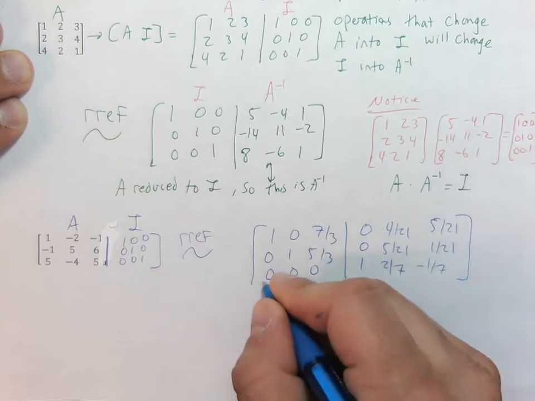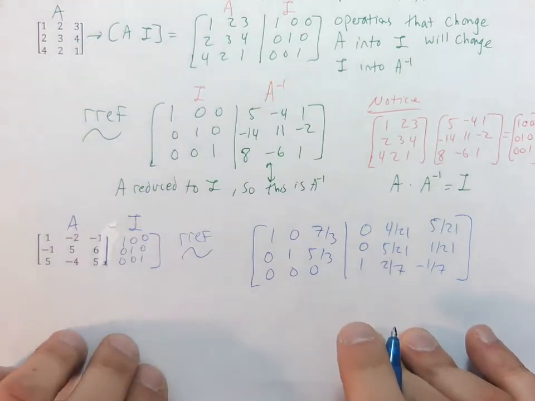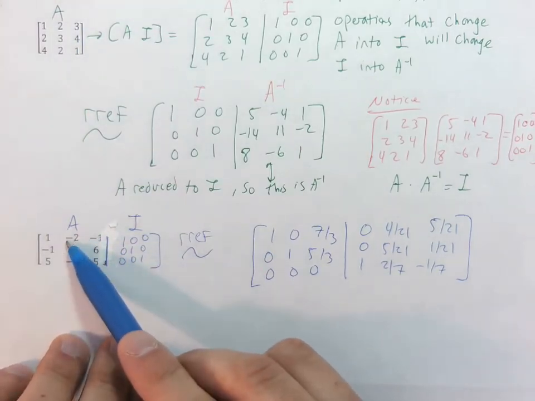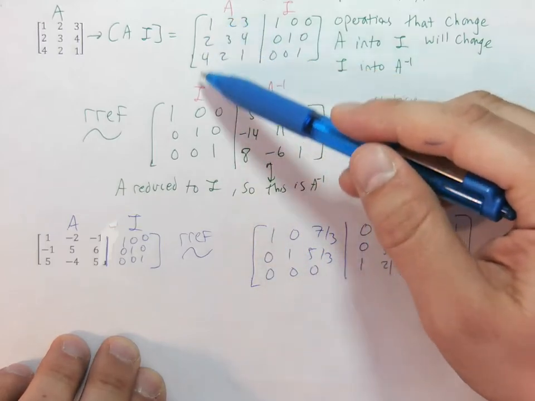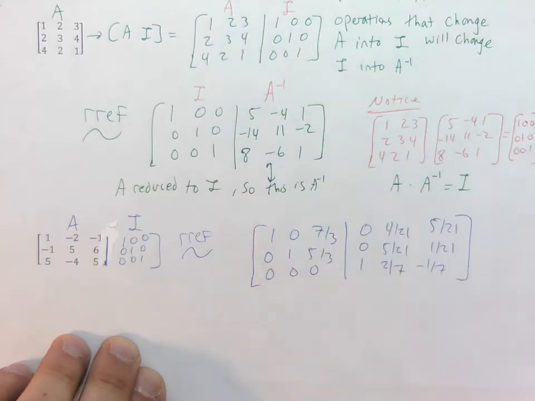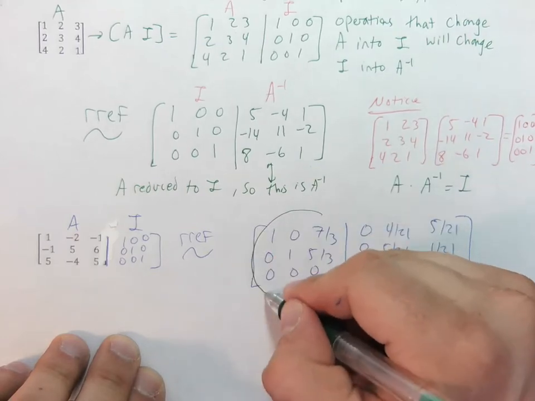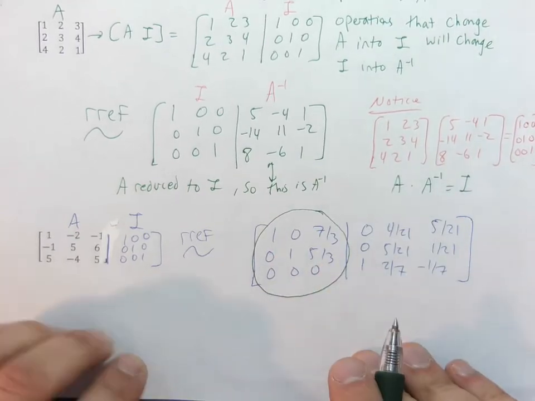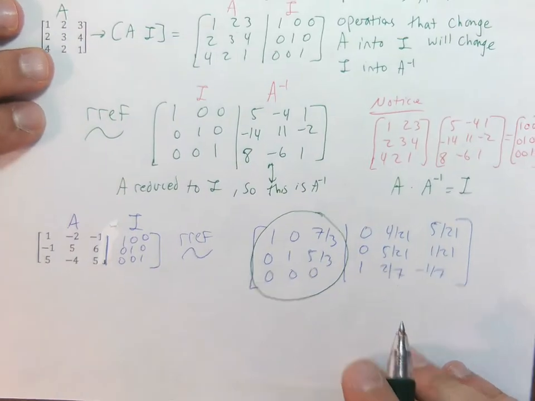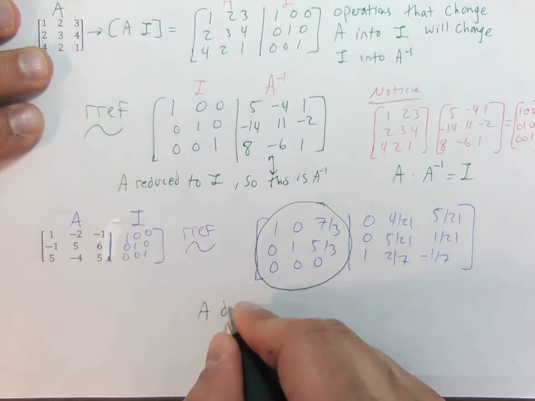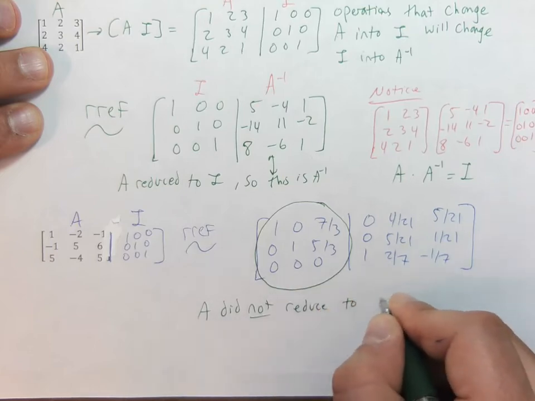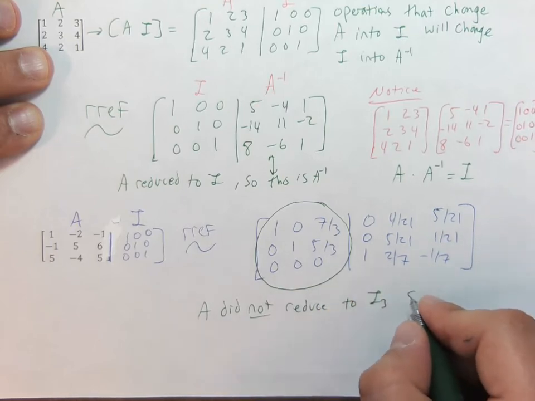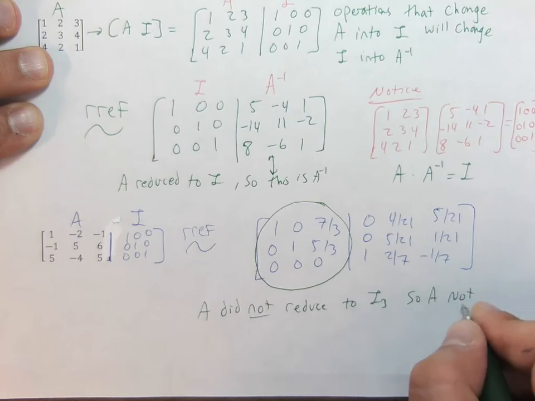The important thing to note here is that A, which was this, did not reduce to the identity matrix, right? In the one before, the A became I. It didn't happen here. So since this is not the identity matrix, this means that this matrix A is not invertible. So A did not reduce to the 3 by 3 identity matrix, and so A is not invertible. It's singular, if you will.